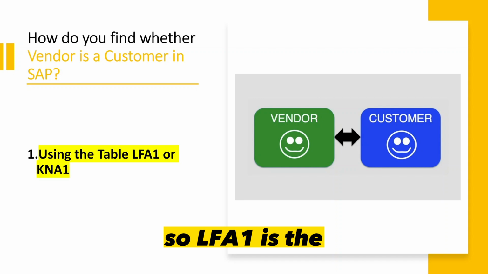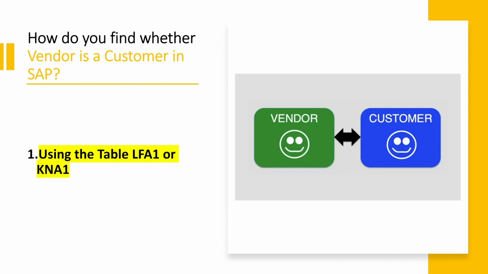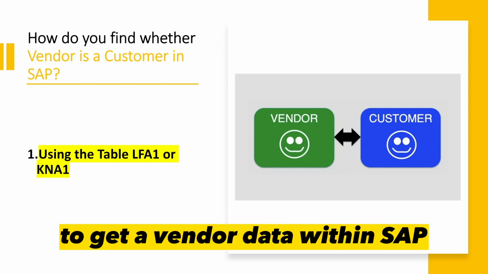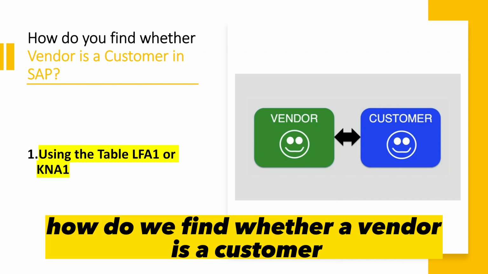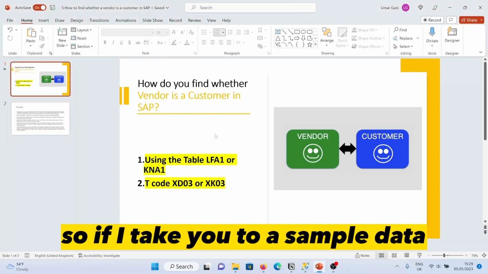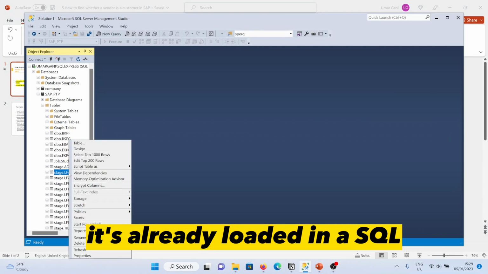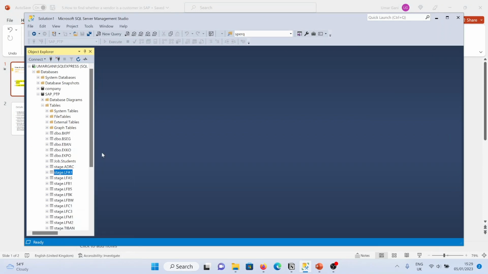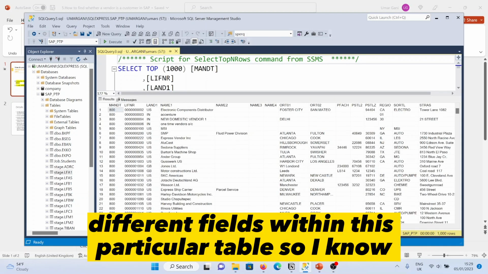LFA1 is the vendor master general information table to get vendor data within SAP. KNA1 is the customer master general information table. Now let's look at how we find whether a vendor is a customer from this table LFA1. Let me take you to sample data where I've got LFA1 already loaded in SQL. If I go into the actual data, we can look at the different fields within this particular table.